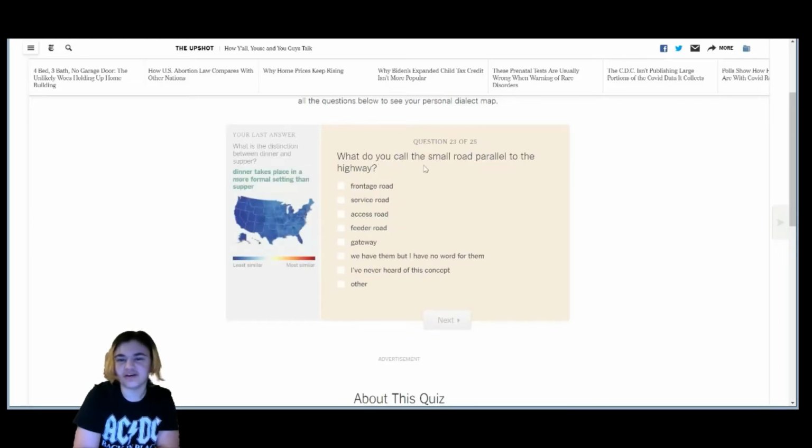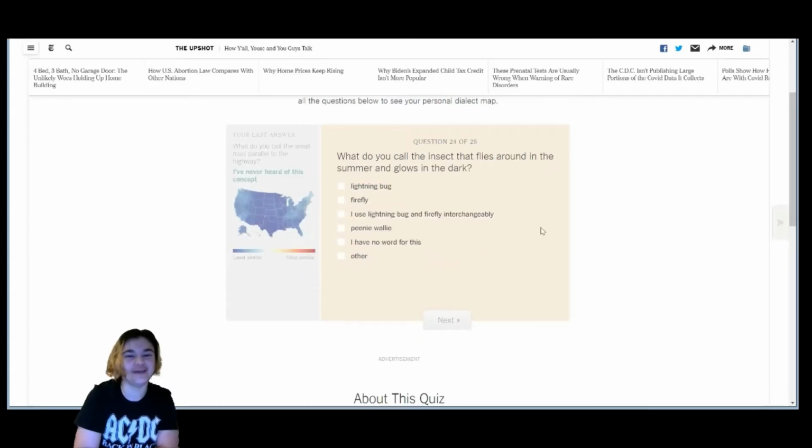What do you call the small road parallel to the highway? I don't know what that is. Well, we don't have those, I don't think. Never seen one. We probably have them, I just never seen one. I don't take the highway that much because I don't like to drive on the highway.